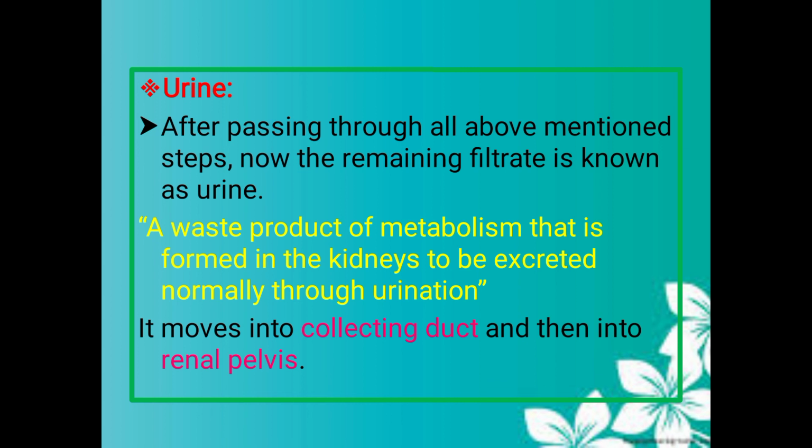After urine formation, this urine moves into the collecting duct and then into the renal pelvis. From there, it moves into the urinary bladder through the ureter, and from the urinary bladder, it is excreted from your body through the opening that is called the urethra.